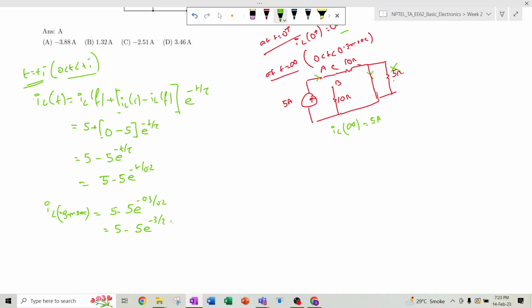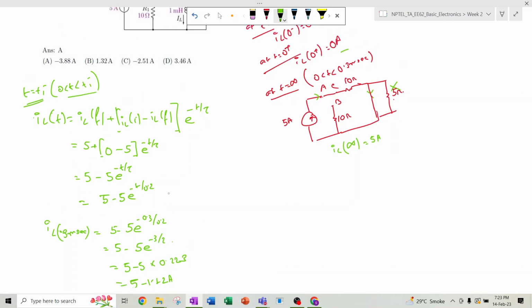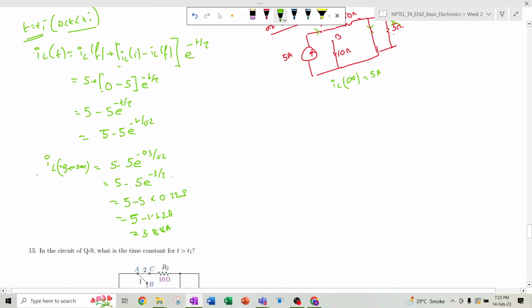So what is the value? It is 5 minus 5 into 0.223. So 5 minus 1.12, which is 3.88. Okay, so this value is the IL.